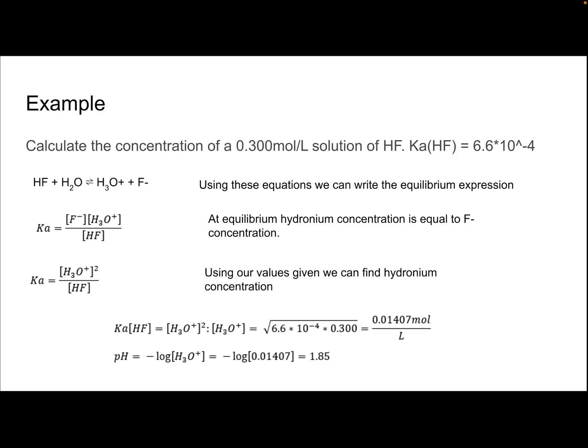We can find the hydronium concentration. So in this case, we can just do some math with our calculator, and we should find that the hydronium ion concentration is 0.01407 mole per liter, and we can use that hydronium concentration in order to find our pH, which is the negative log of hydronium, which is 1.85 in this case.